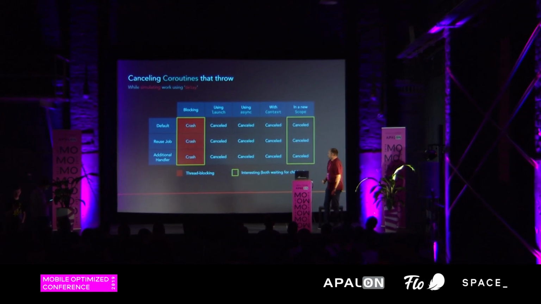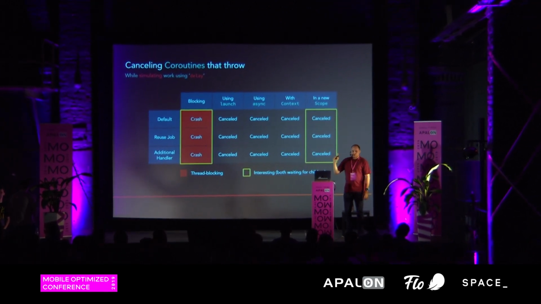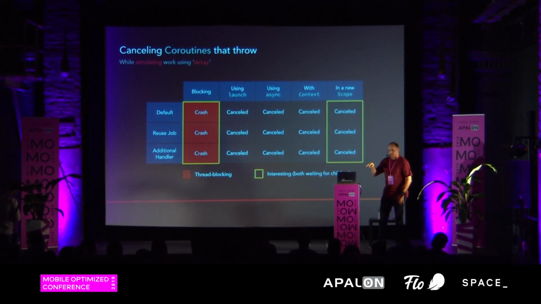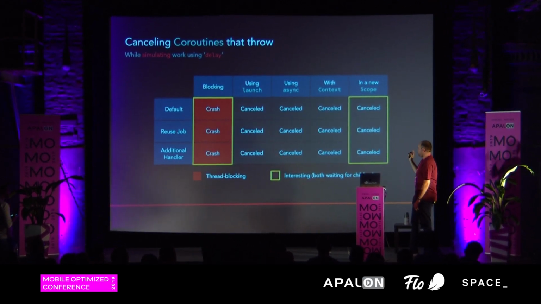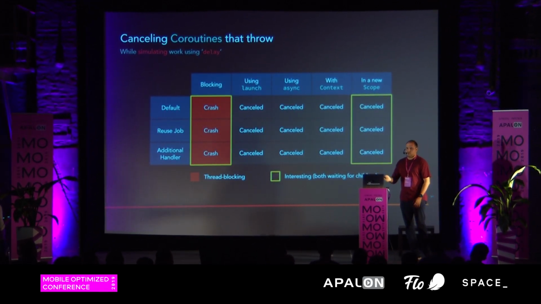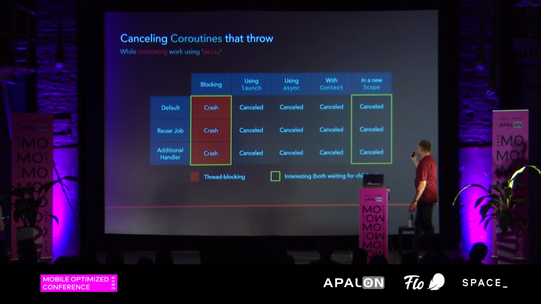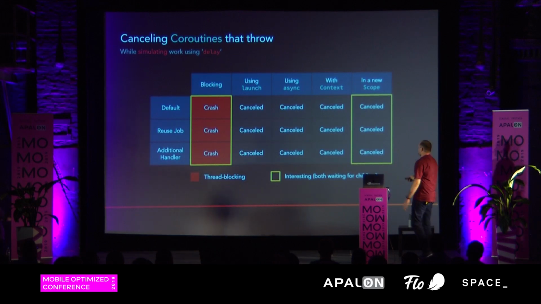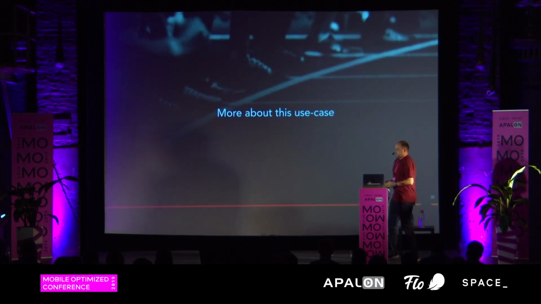Coroutine scope is similar in a way to run blocking because run blocking also waits for all children to complete, same as coroutine scope, but in this case, since we use delay, there are no children that are working, they're just waiting. So delay is just waiting, and then coroutine scope can cancel as well.